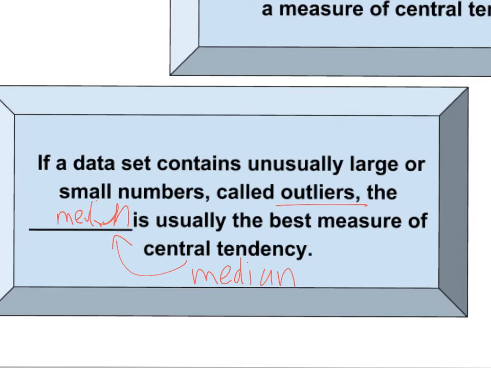So the median is usually the best measure of central tendency when you have like a really big number in your data set or a really small number in your data set. So if most of your numbers are around between 1 and 10, but then you have the number 20, then you're going to want to use the median to best represent that data. The outlier is really going to skew the mean, and so the mean will not be the best representative number of that data set.